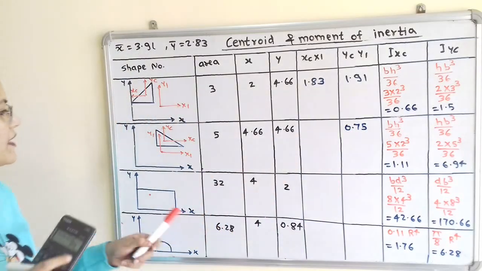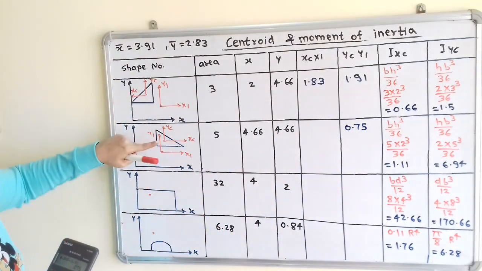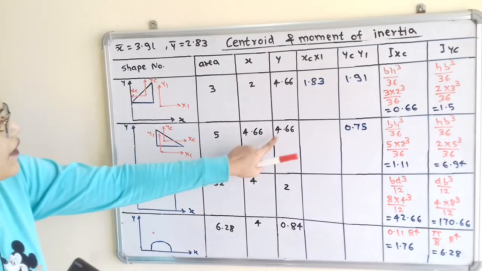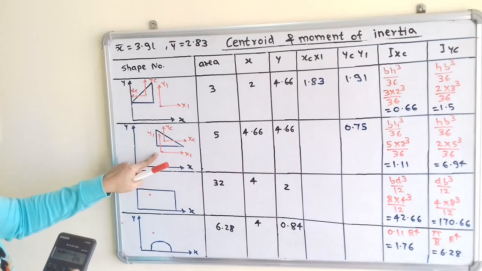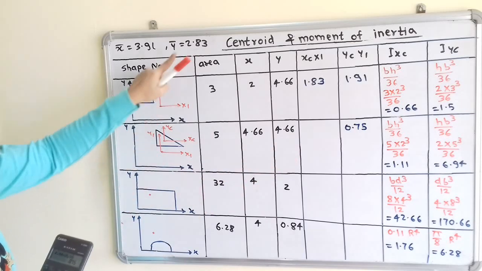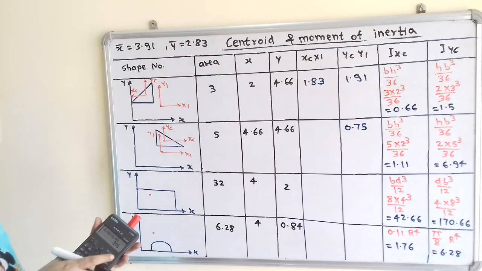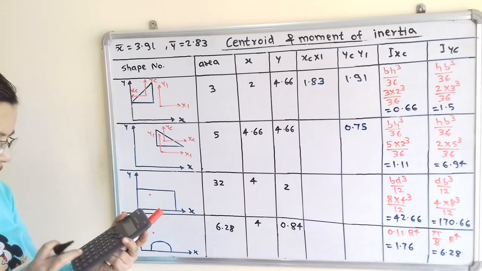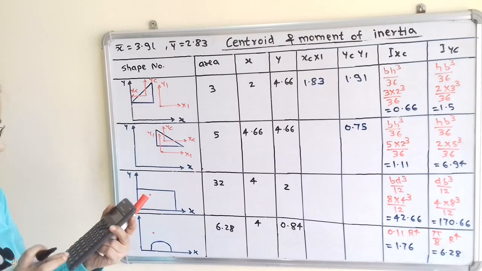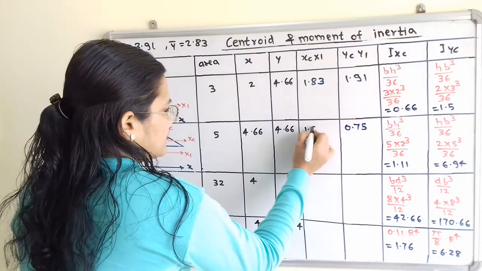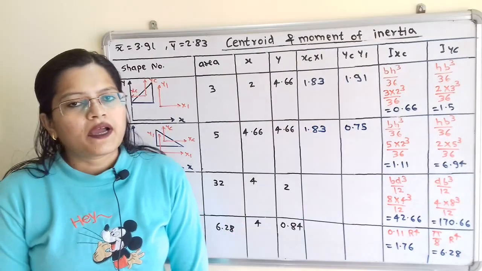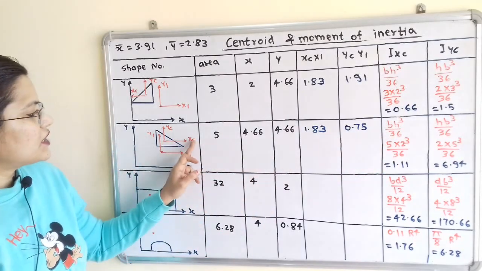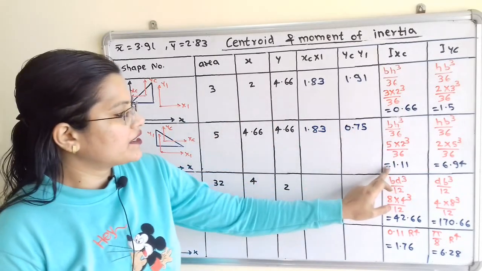Now in the same way we will calculate the distance between xc and x1. For this xc, the vertical distance from x is known as y, 4.66, and for this x1 and x, the vertical distance is y bar, 2.83. So 4.66 minus 2.83 is equal to 1.83. By using the same formula, we will calculate the moment of inertia along xc and yc. So here is the answer.